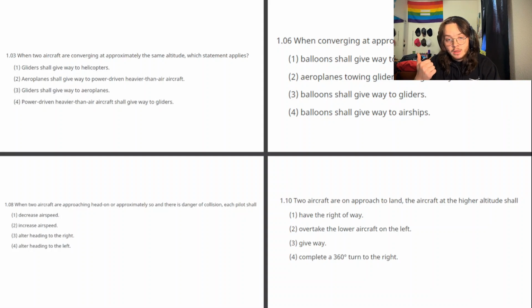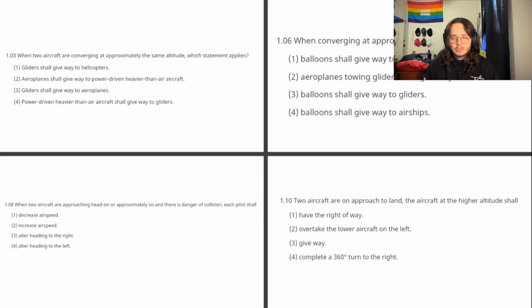Gliders shall give way to helicopters. Airplanes shall give way to power-driven heavier-than-air aircraft. Gliders shall give way to aeroplanes. And power-driven heavier-than-air aircraft shall give way to gliders. So I think that in 1 and 3, we can see that these ones, it's just not true at all. Gliders have right of way over heavier than air aircraft. Remember, gliders can't decide where they go up and down. So, helicopters and airplanes must move out of the way.